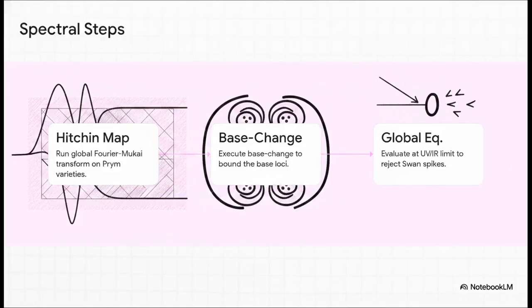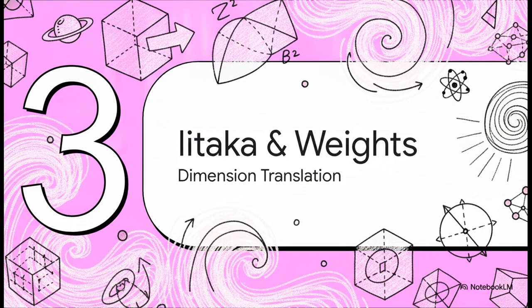To prevent that catastrophic anomaly, the program breaks the proof down into 3 spectral verification steps. First, mapping perverse sheaves via the Hitchin fibration. Second, executing a base change to bound the base loci. And finally, evaluating at the critical limit to enforce the global functional equation. The entire point of this sequence is to mathematically forbid those base point singularities, forcing the Swan conductor to exactly 0.